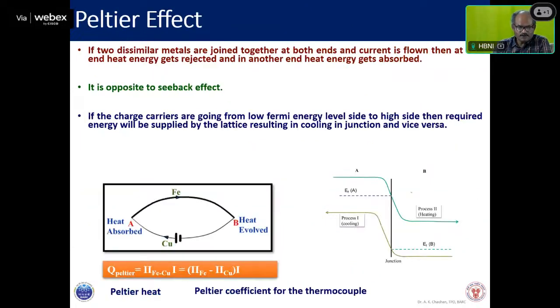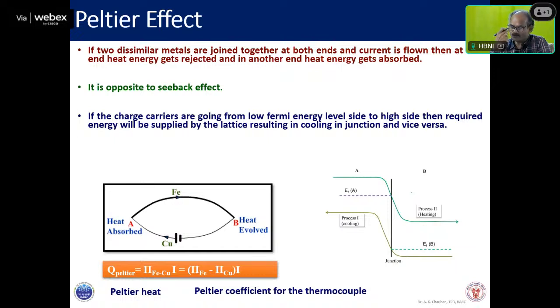Now let us see another effect which is opposite to the Seebeck effect. This is called the Peltier effect. Like in the Seebeck effect, those two junctions were at two different temperatures and an EMF was generated. Here you join two dissimilar materials and pass a current through that junction. So at one end the heat is absorbed, at another end the heat is evolved. Where heat is absorbed, it will become cold, and where heat is evolved, the end becomes hot.